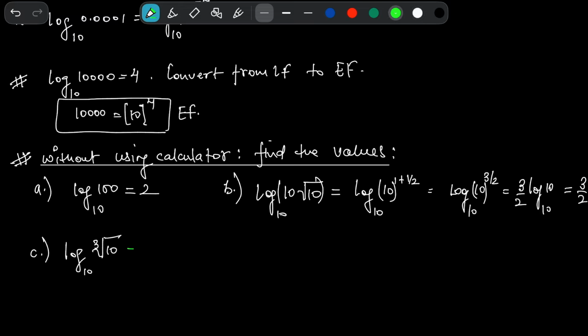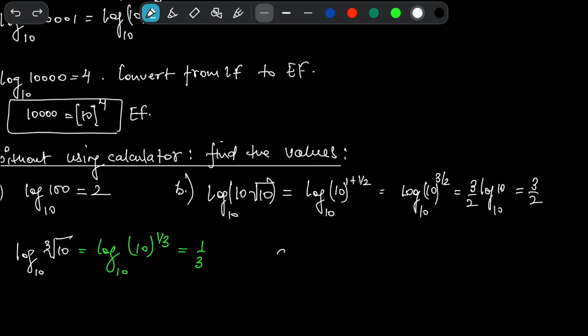I will convert this first of all. So I will write log of 10 with power 3 and base 10, and finally I will get my answer as 1 by 3. So now we are taking one more example.